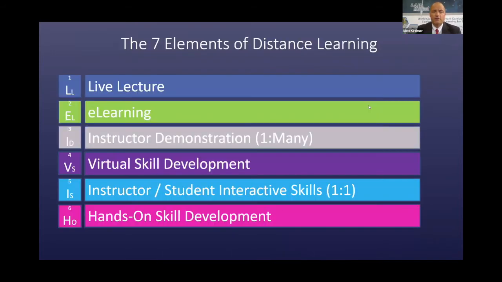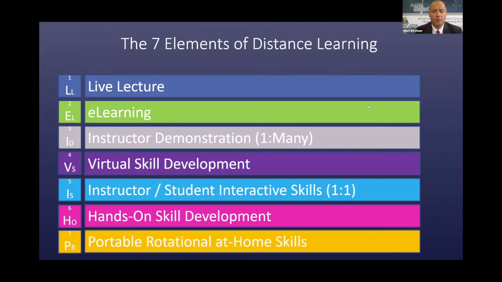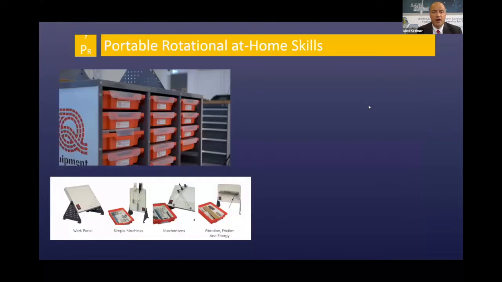The final element of distance learning, of effective distance learning, is portable rotational at-home skills. This is where a student is checking out a rotational portable trainer of some sort from their school, or that trainer is being delivered to the student.